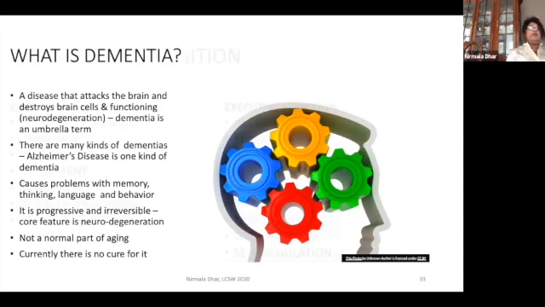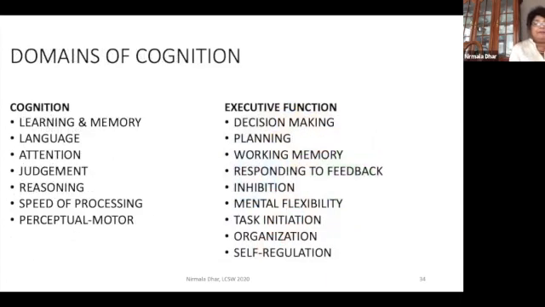Next slide. And so this is what gets affected in dementia. Look at it. Learning and memory, language, attention, judgment, reasoning, how fast you can react, your reaction time and your speed at processing information. Also your visual and perceptual, motor gets affected. And look at executive functions, which are required for those instrumental activities of daily living: planning, responding to feedback, inhibition, mental flexibility, task initiation, organization, self-regulation.